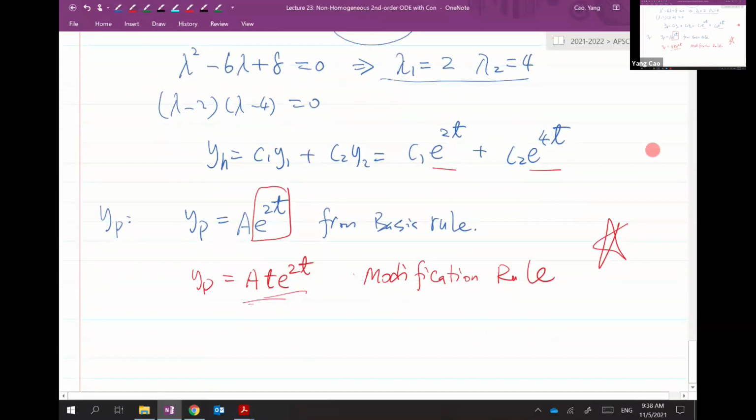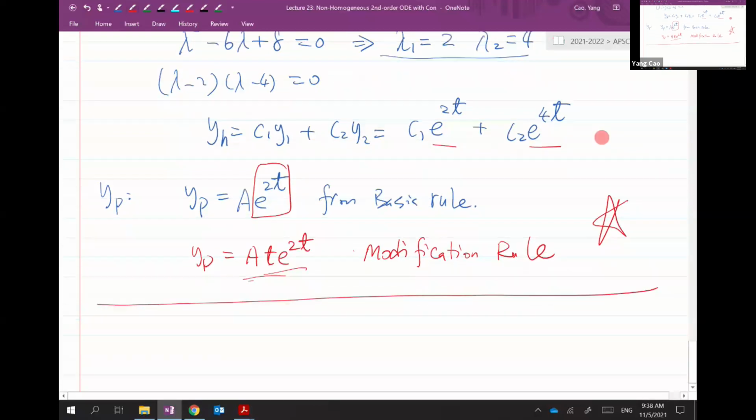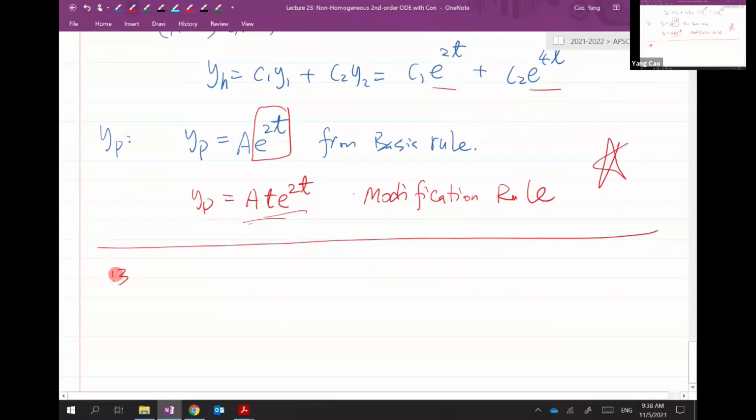I will come back to this, how do we get this constant A value. But for now, that's pretty much the first step to construct the YP properly, based on the differential equation and also based on the form of the input function f of t. That's the second rule. Okay, so rule number 3 is called the sum rule.